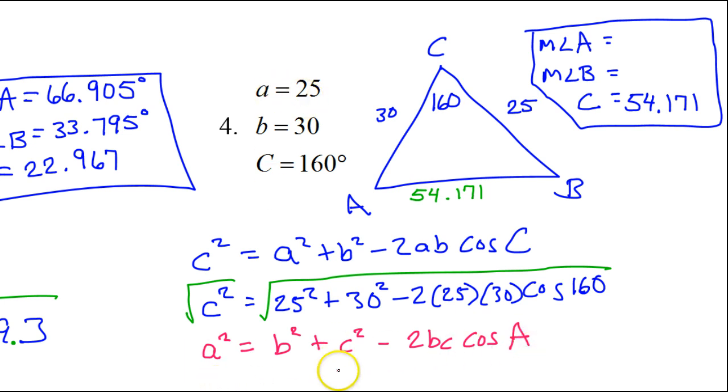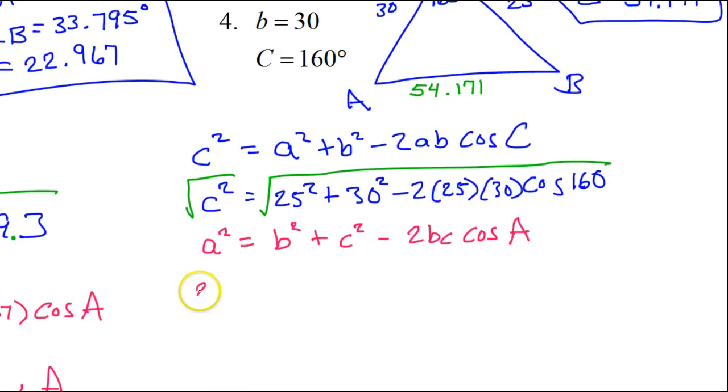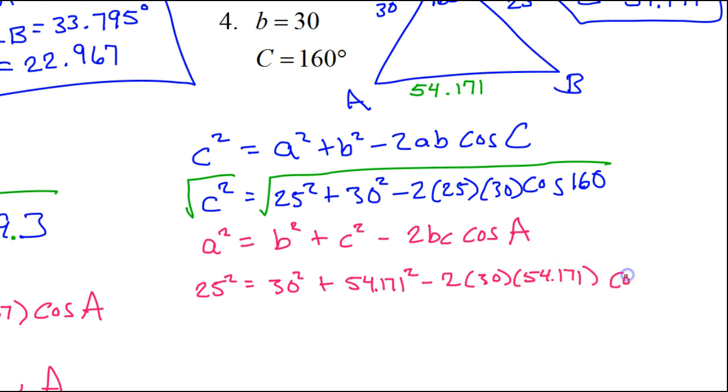So A is 25, so we've got 25 squared is equal to 30 squared plus 54.171 squared minus 2 times 30 times 54.171 cosine of angle A. So we need to get cosine A by itself, so I'm going to subtract these two terms from both sides and then divide by everything else in front of cosine A.